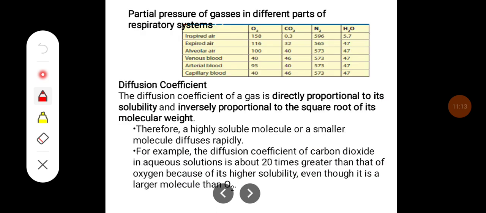So here is a table showing the partial pressure of oxygen, carbon dioxide, and nitrogen in inspired air, expired air, alveolar air, venous blood, arterial blood, and the capillary blood.